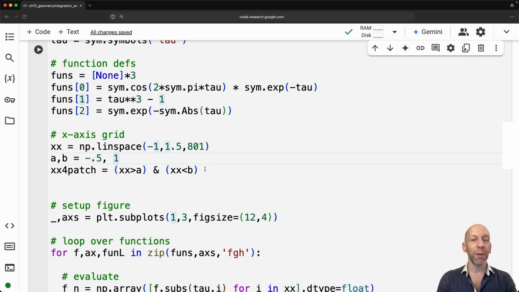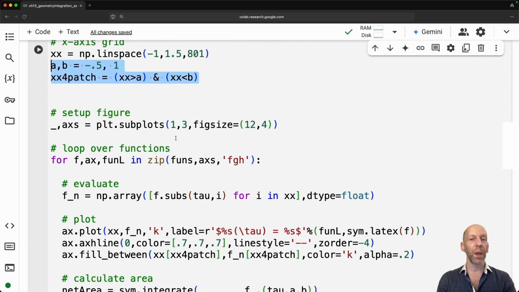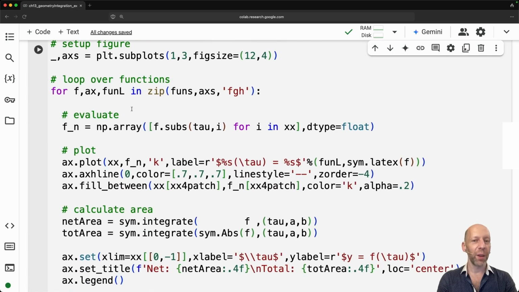Now, because we are evaluating the definite integrals using the same integration bounds for all 3 functions, we can define these variables outside the for loop. Okay, so here is where all the action happens. This is a for loop. I'm looping over the different functions.